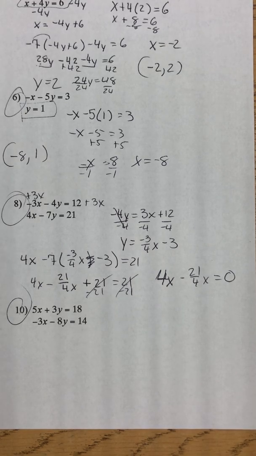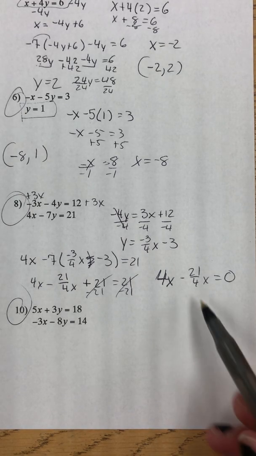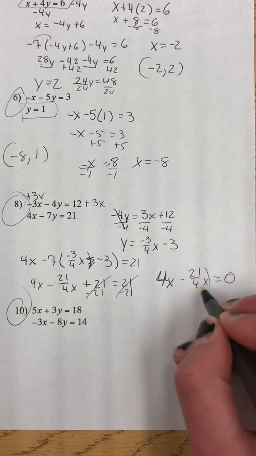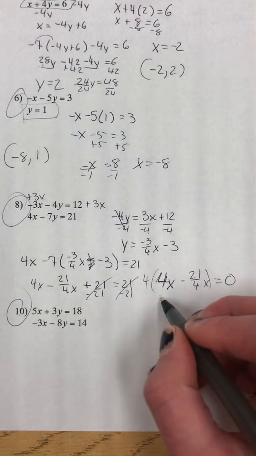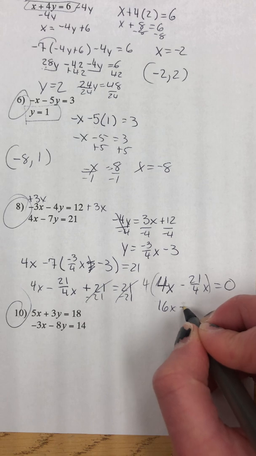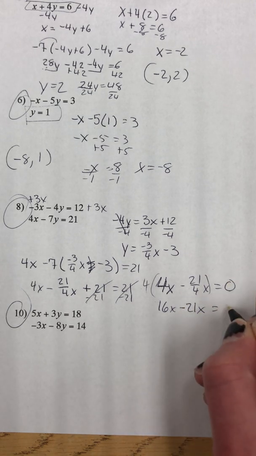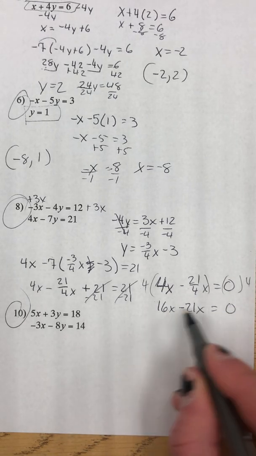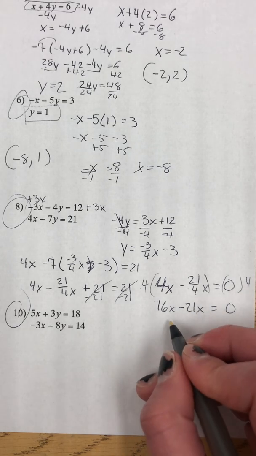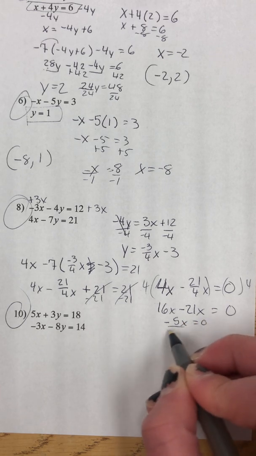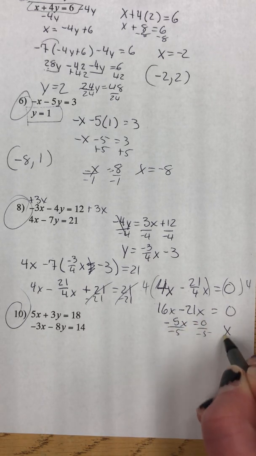I don't like having fractions, so I'm going to get rid of my fraction. To get rid of your fraction, we're going to multiply both sides by the denominator of your fraction. In this case, it's 4. 4 times 4 is 16. Negative 21 times 4 over 4 times 4 is negative 21x. And 0 times 4 is 0. Negative 16x minus 21x is going to be negative 5x. We're going to divide by negative 5. X is going to equal 0.